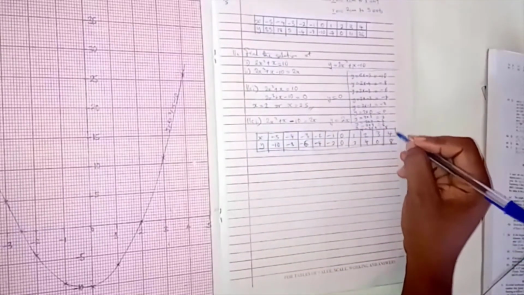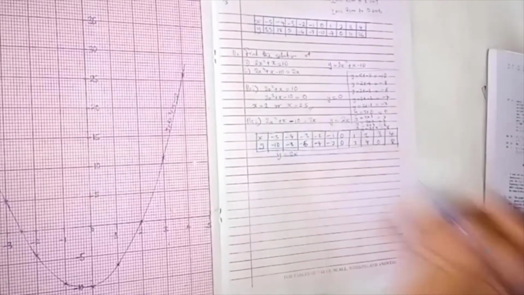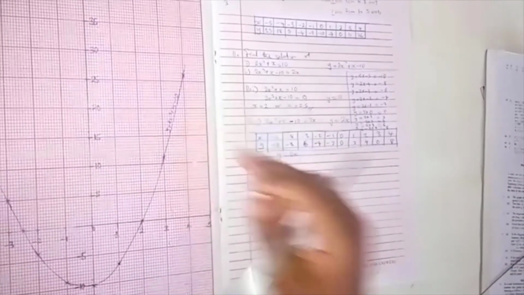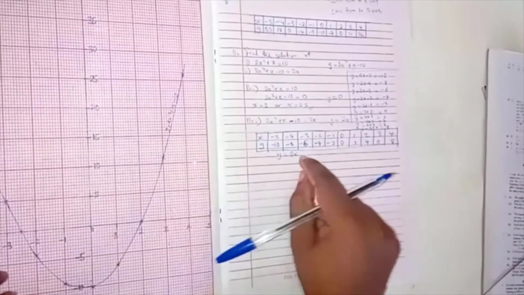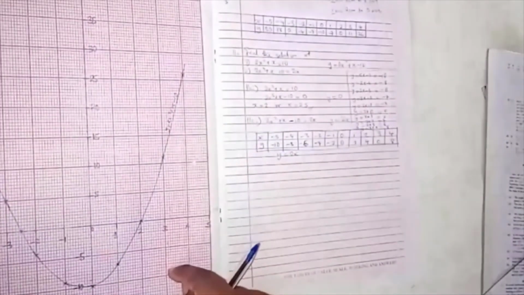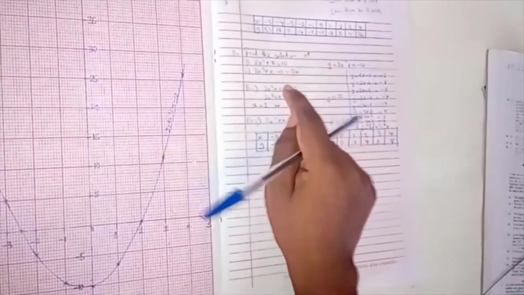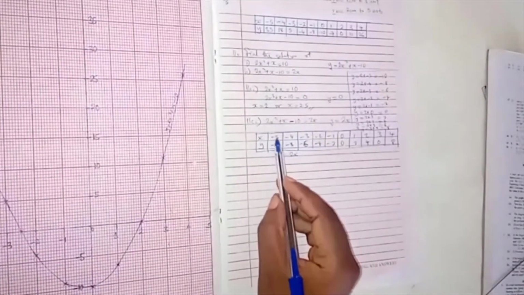This is our table for when y is equal to 2x. So we're going to plot this graph here. Then where the equation of the line touches your curve, we are going to trace those 2 points, and that will be the solution of this last equation. Okay, so let's plot the graph.